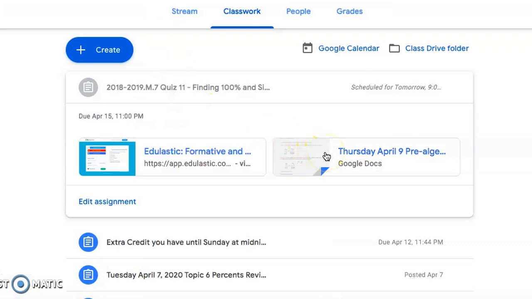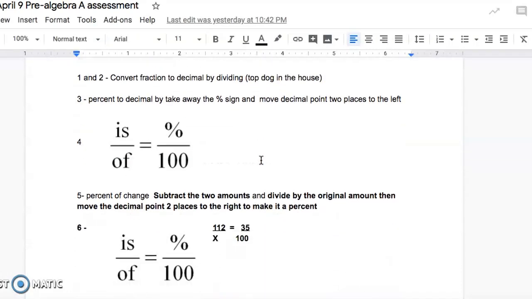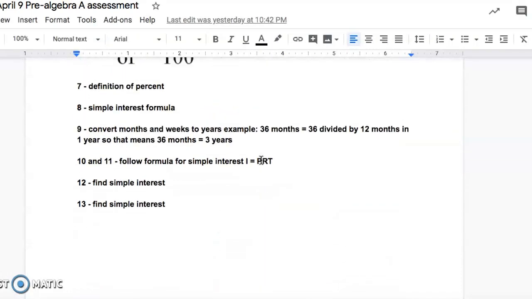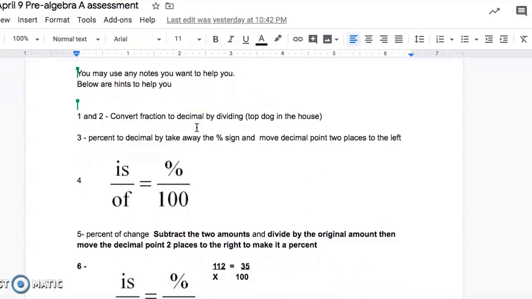I want to go over a few things with you before you start the assignment. I have also attached a link here that you can click on. It's a review sheet. This is going to help you with all of the questions. There are 13 questions. You may use any notes you want to help you, and below are some of the hints that I have posted here for you.